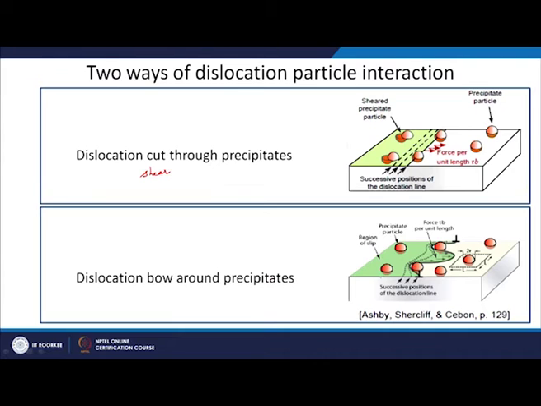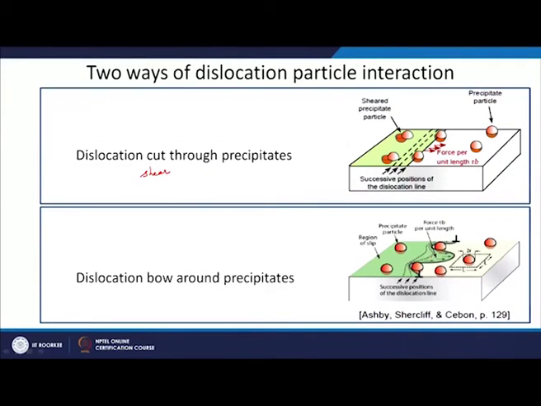So, another mechanism is that this is a dislocation bowing around the precipitate. It is like an arrow and bow kind of thing, where you are stretching the bow. That is why it is called bowing around the precipitate. So, these are the two ways, and which will be applicable in which condition, that we will see now.